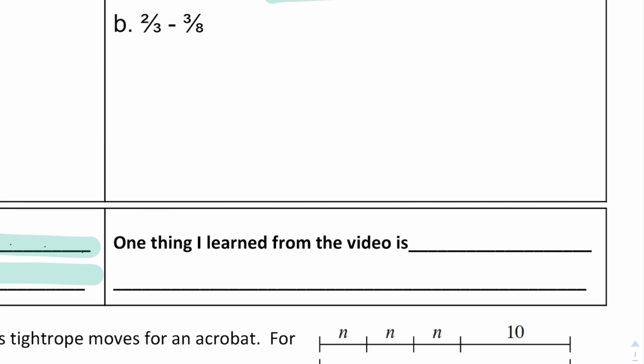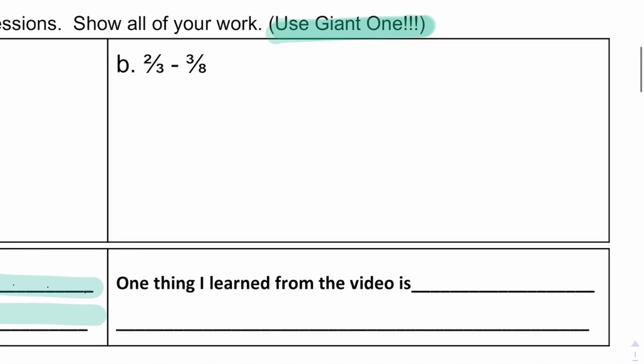Number 3b, 2/3 minus 3/8. So it's another fraction problem with subtraction. You needed to make sure that you use the giant 1 as we indicated here, okay? The 2/3 needed to be converted to have a common denominator that would match with 3/8, equivalent fractions. So first you want to find a common denominator, 3 and 8.